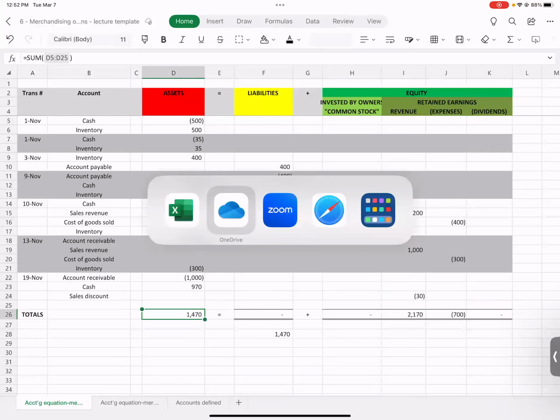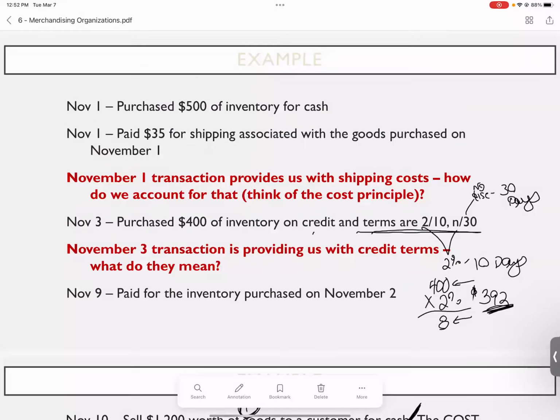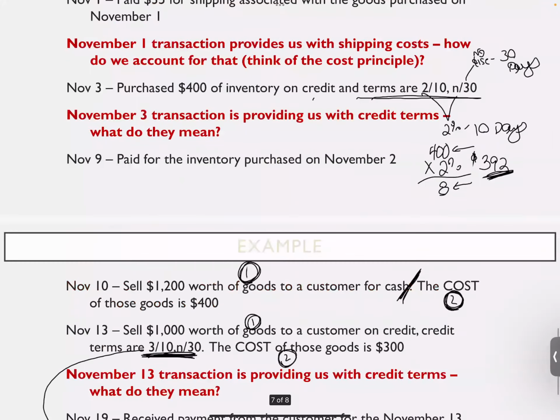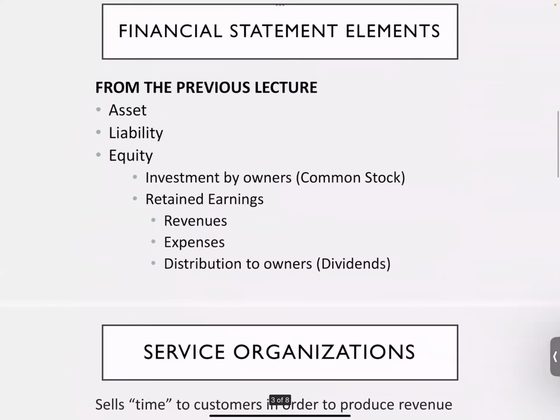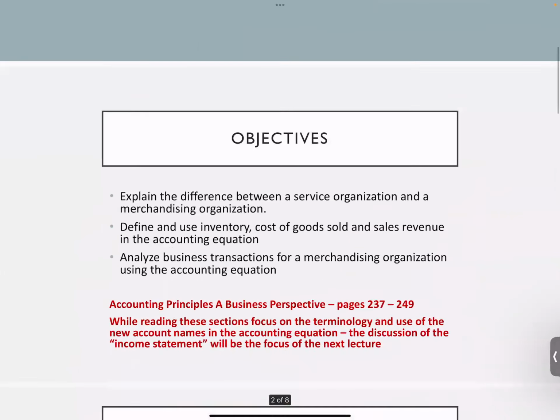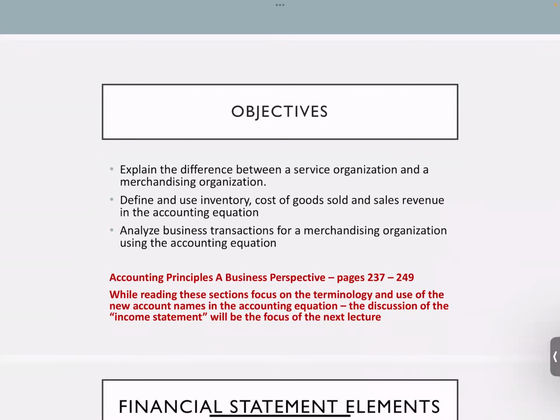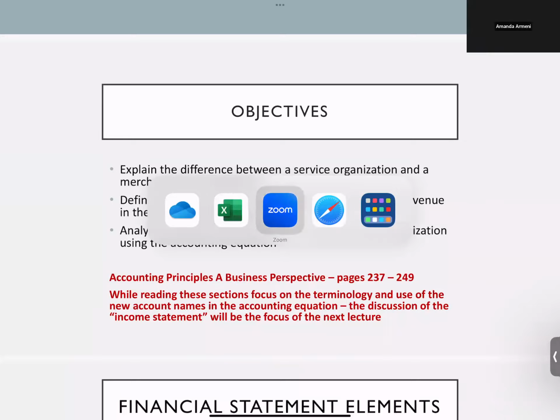So what we went through in our lecture here about a merchandising company is sort of understanding how they are different from a service organization. We introduced a few new account names, and then we were able to analyze both the buying of inventory and the selling of inventory in accordance with our accounting equation. So there's going to be a homework problem that looks very similar to the one that we did here together in our lecture that you'll be expected to do in order to be able to account for the transactions of inventory of a merchandising company.